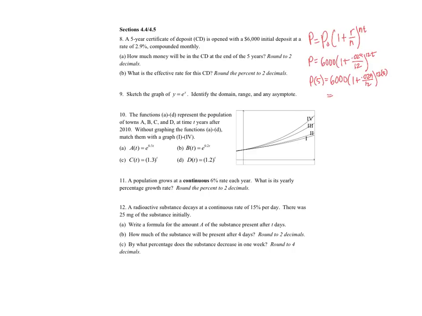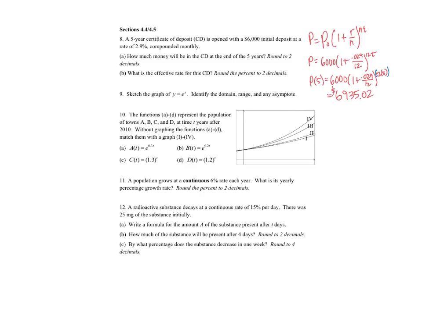one thing you'll need to remember when you're plugging this into your calculator is to put parentheses around the 12 times 5. And so if you compute that, you'll get $6,935.02.